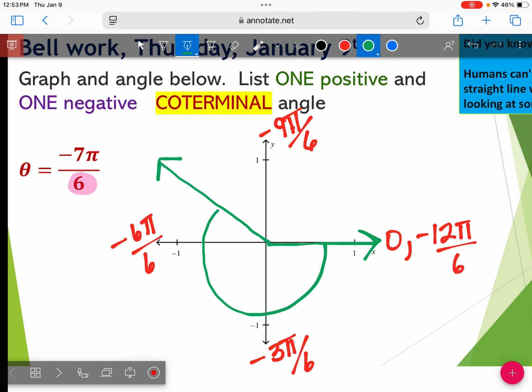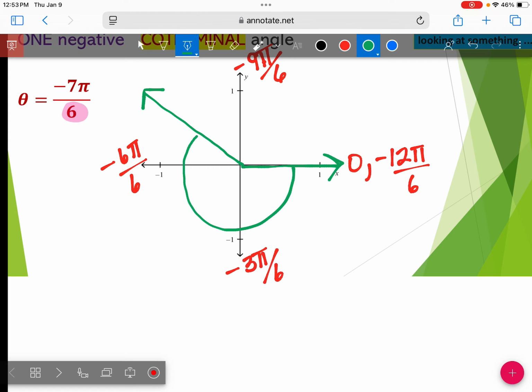So now we need to add and subtract 2 pi. So we have negative 7 pi over 6 plus 2 pi. And we're adding 2 pi. But in order to add fractions, we need to have a common denominator. So what do I need to multiply 2 pi by? By 6, yep. Good job.